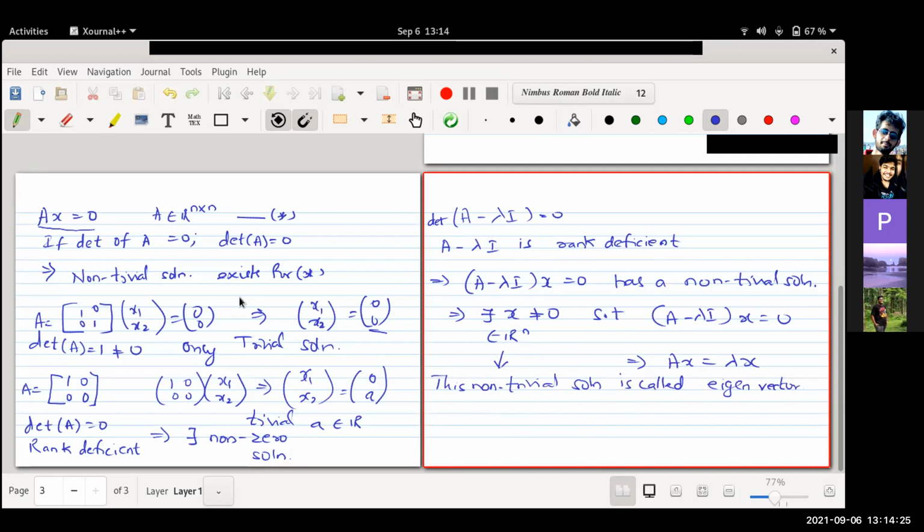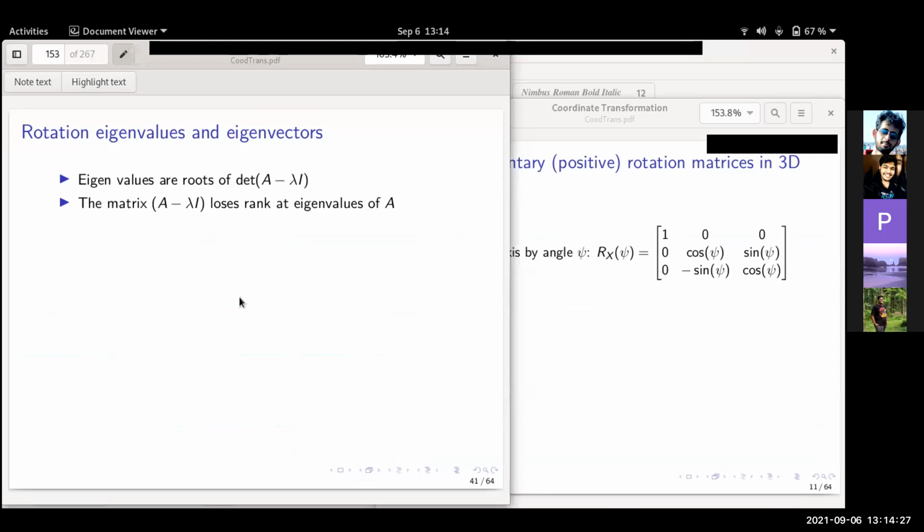So this is what we are discussing here. The eigenvalues are roots of the determinant of A minus lambda I. Once you say it is roots of the determinant, that means the determinant is 0 at those locations. That means the matrix A minus lambda I loses rank at the eigenvalues of A. So these are called eigenvalues.